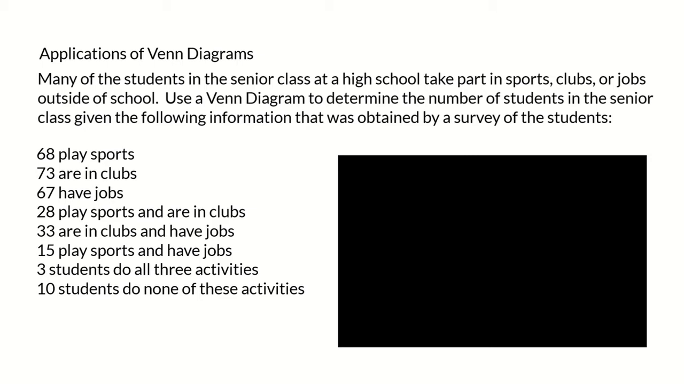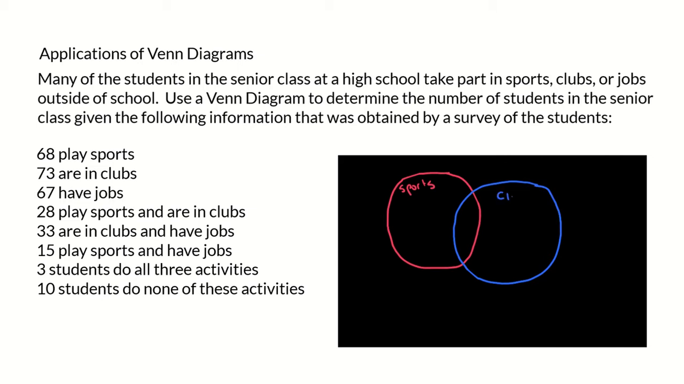So we start a Venn diagram, and I'm going to give it 3 circles since we have these 3 different activities. This circle will be sports. And then clubs. And jobs.